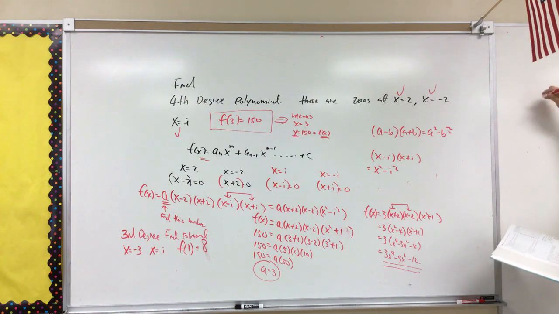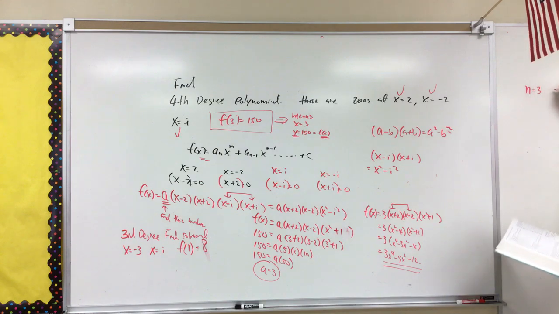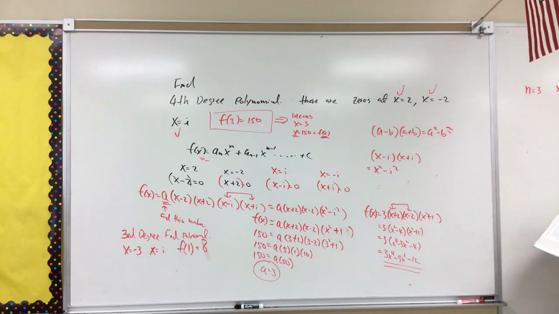So today's homework is going to say n equal to 3, that means third degree. So n equal to 3. Also, we're going to go through this one, x equal to 6, x equal to -5 plus 2i, and f of 2 is equal to -636.